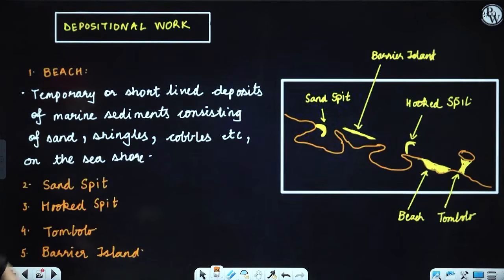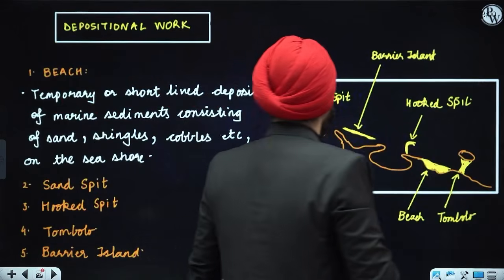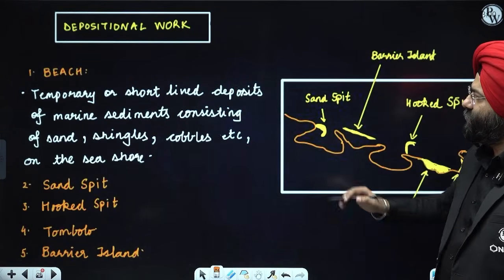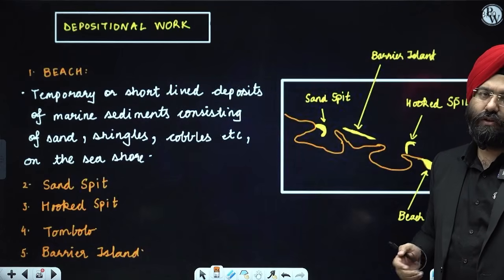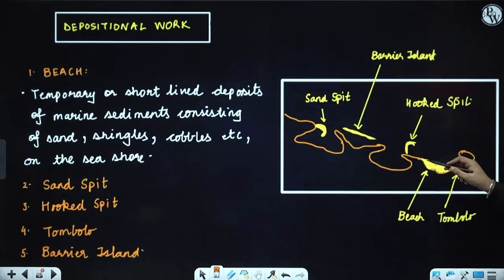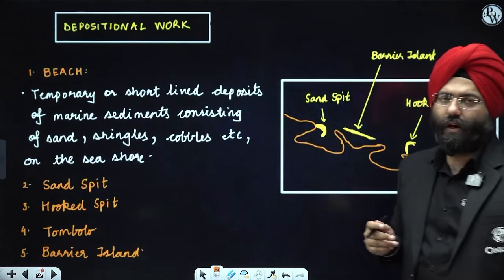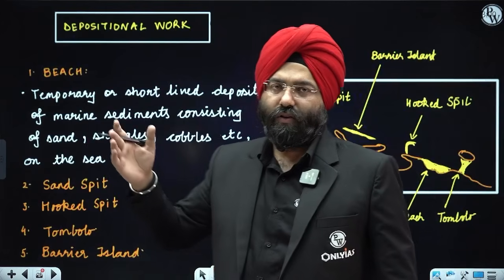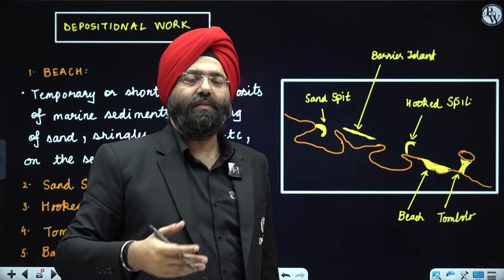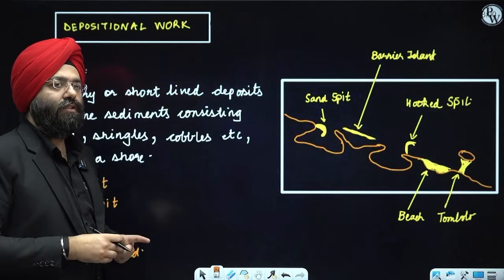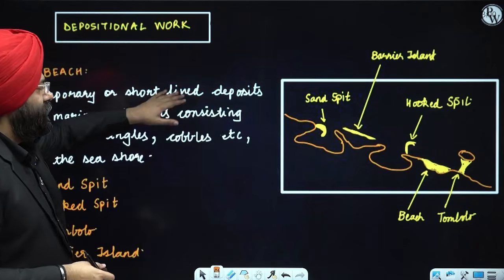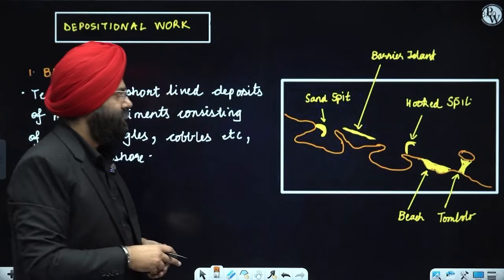Let's move ahead. Depositional features. Now please understand, these are small features that you should be knowing. Beach: a temporary or short-lived deposit of marine sediments is known as a beach. Let us say this is a small beach over here. This is a landform. A beach is an outcome of the deposition brought by the waves and the currents. So the deposition on this side of the coast is known as a beach. These are short-lived because modification continuously takes place.